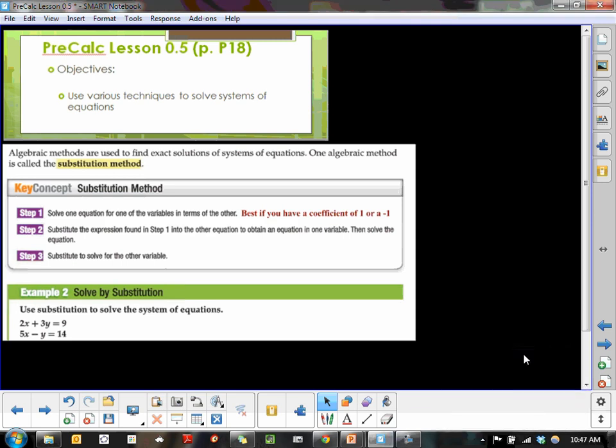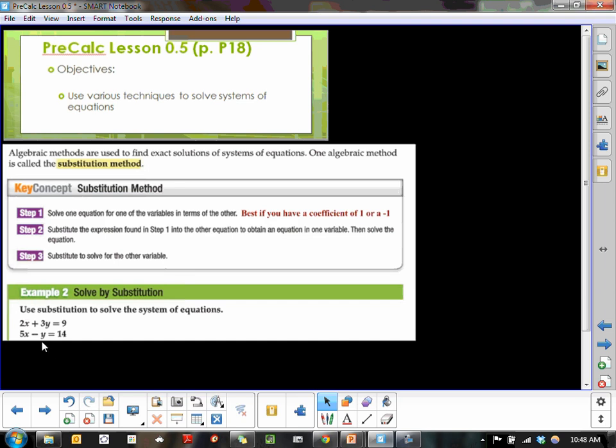The second technique that we're going to review on how to solve a system of linear equations is the substitution method. The substitution method by name means that we're going to substitute or replace equals with equals. Now the substitution method is best utilized if you have a coefficient of 1 or negative 1. So when you look at your equation in example 2, substitution isn't a bad technique as long as you have a coefficient of 1 or negative 1.